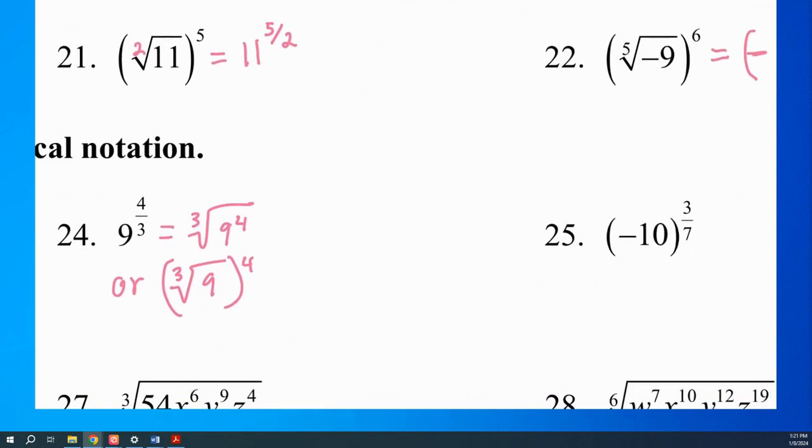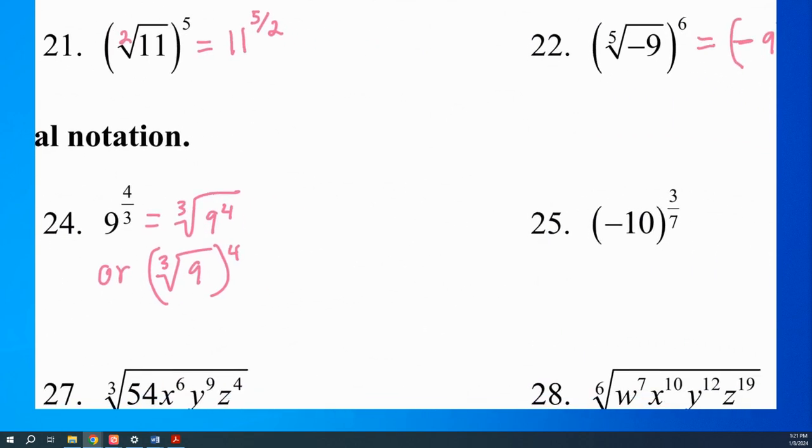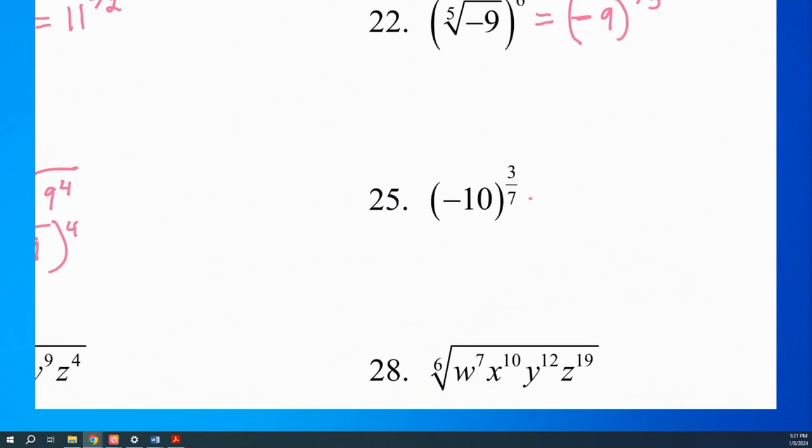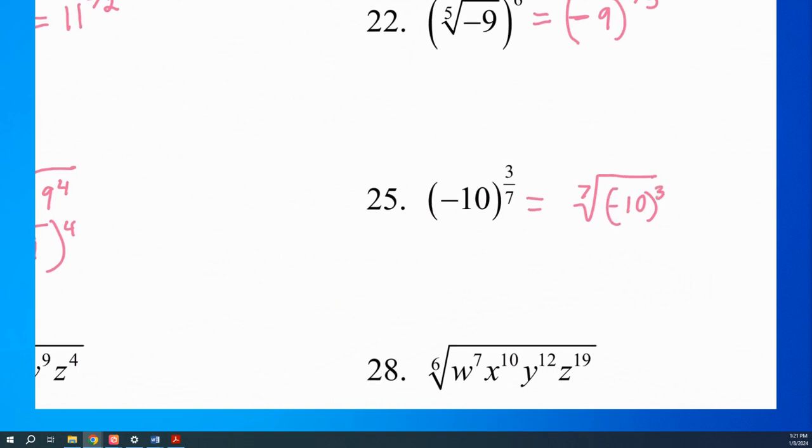Okay. What about the last one? 7th root. What do we need to be careful about here again? The negative. So I'm going to throw parentheses around that negative. And we can put it to the 3rd underneath the radical. Again, another option would be you could say the 7th root of -10 and that whole thing raised to the 3rd. Both of those mean the same thing.